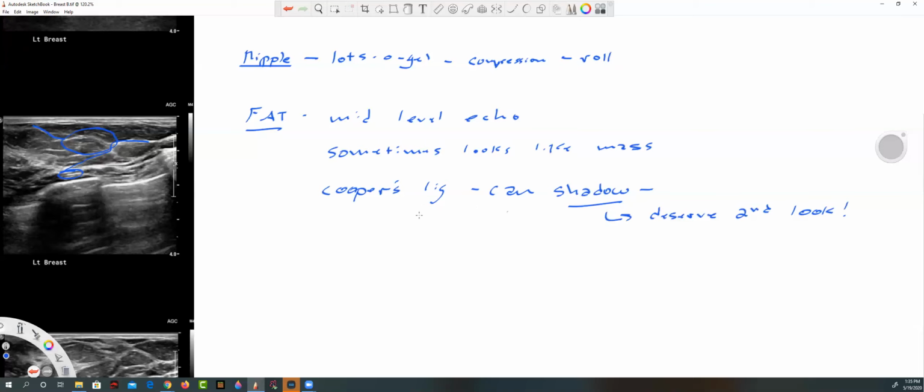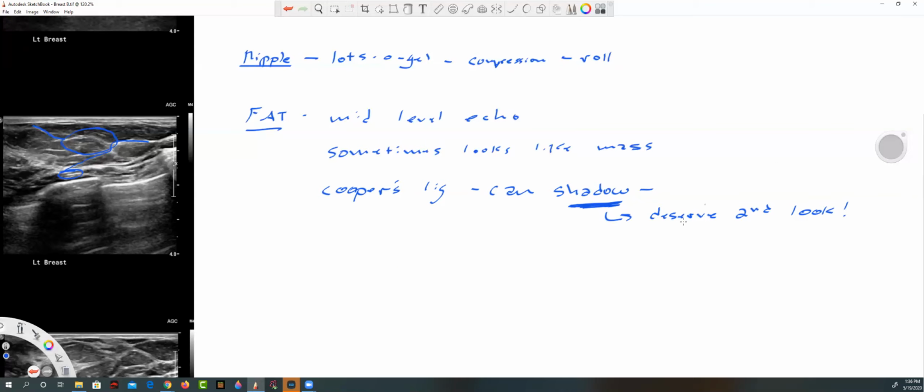Now, Cooper's ligament, if it's Cooper's ligament, you push down a little harder, and the angle of incidence will change and the shadow might go away. Then you know, okay, that shadow is nothing, and you move on. But we always look at shadows. Cancer has a tendency to shadow.